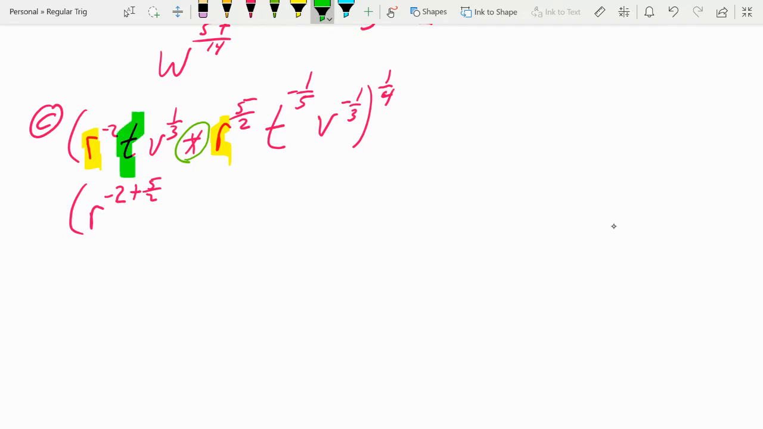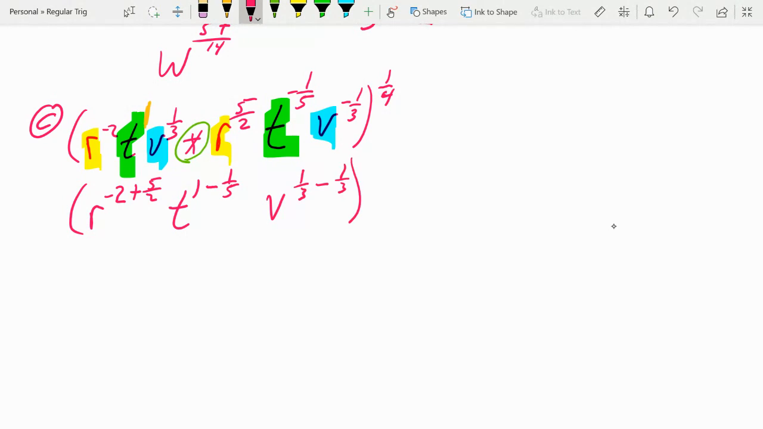All right, one more time. I have bases that are the same. Add the exponents. Remember, what's the exponent here? It's a 1. So I have 1 minus 1/5. And then I have bases here that are the same. So I have v to the 1/3 minus 1/3. All of this is still being raised to the 1/4 power. All right, bust out your calculator.